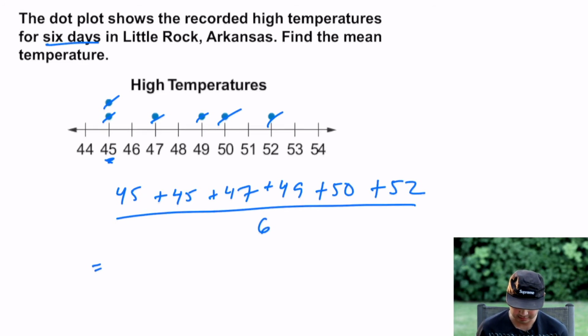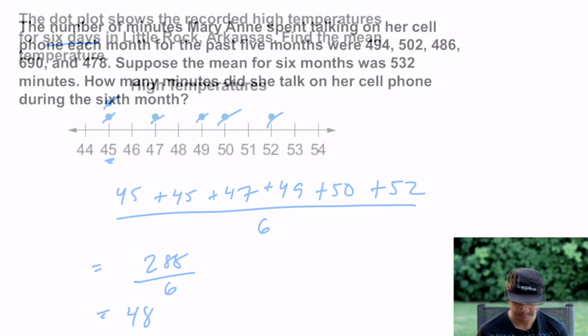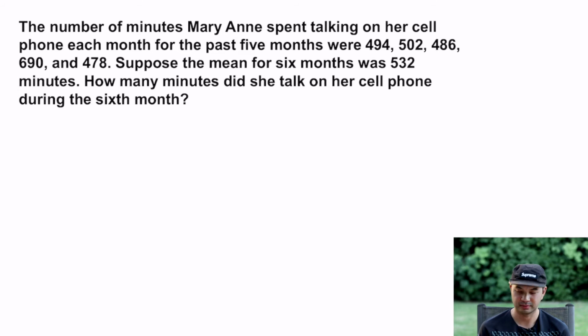So if you add them up, you get 288 divided by 6, and you end up with 48. So the mean is going to be 48, which makes sense. Again, look at the temperatures. 48 seems like a reasonable mean temperature. Remember, if I added incorrectly or if I divided by 5, I would get a number way off of that.